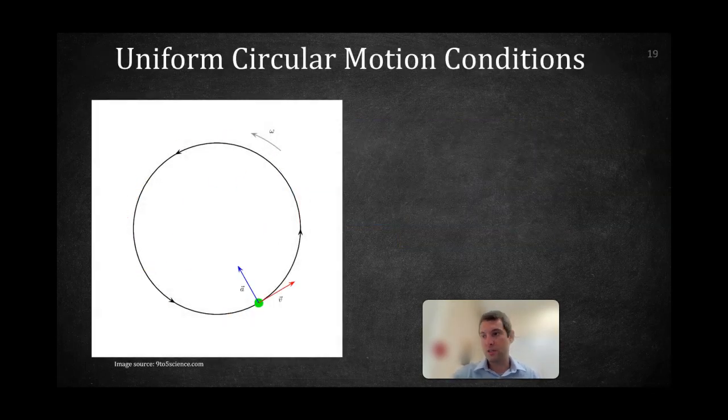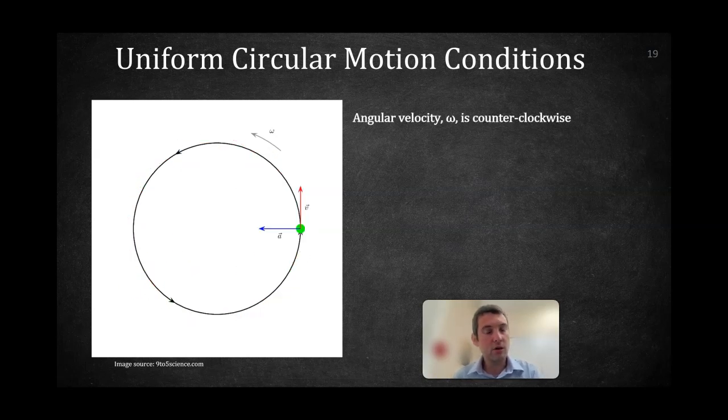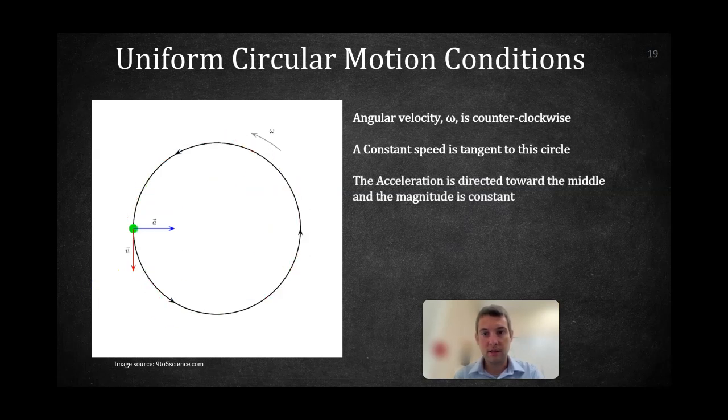Uniform circular motion conditions. Here we have a green sphere going around a circle. You'll notice the tangent velocity vector is red. The acceleration vector is pointing towards the center of the circle. And our angular velocity shows that we're moving counterclockwise or anti-clockwise. The speed is constant for this object, and the speed is tangent to the circle. Again, acceleration directed towards the middle, and the magnitude of that acceleration is constant. Also, our radius is constant.